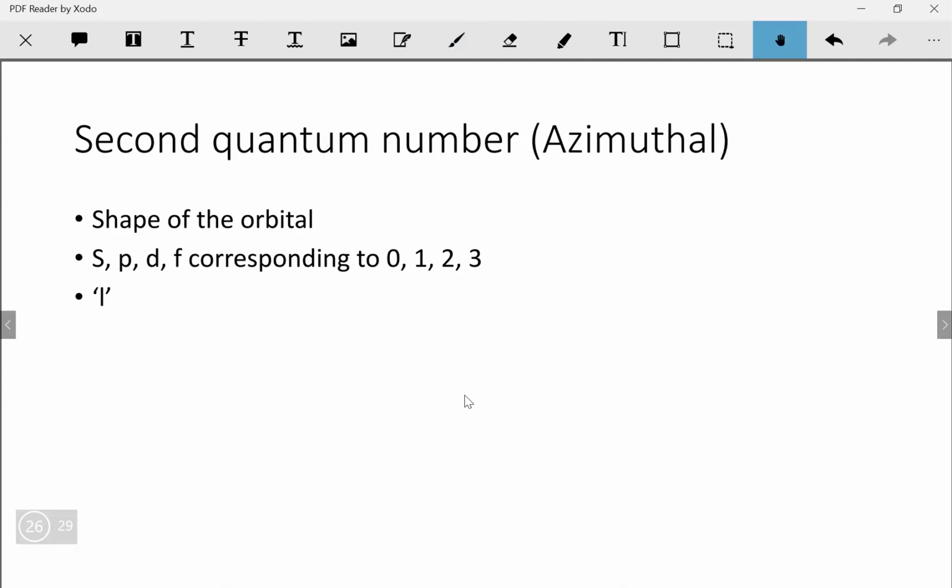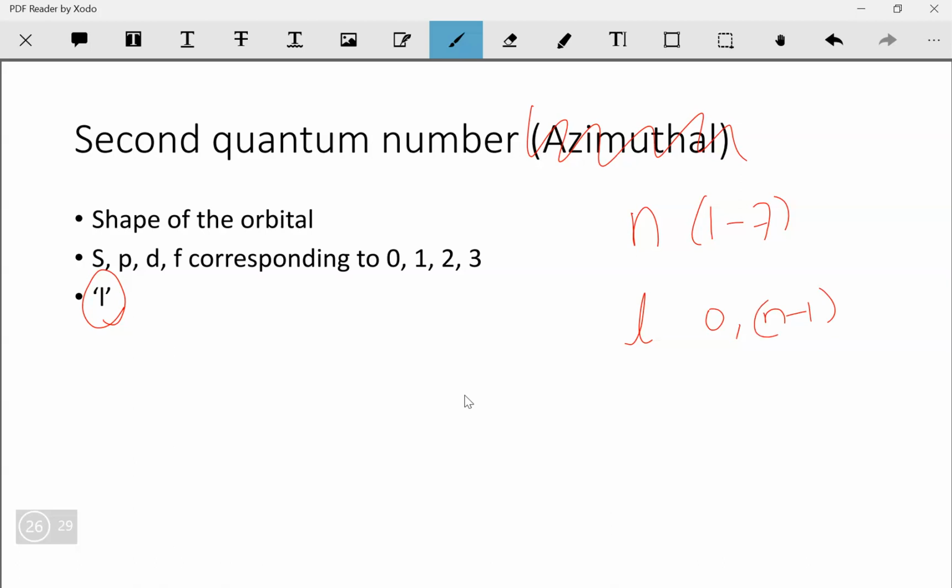Our second quantum number gives us the shape of the orbital. Orbitals can come in different shapes. We'll look at that in the next PowerPoint. The second quantum number is denoted L. So our first quantum number is n, ranging from 1 to 7. Our second quantum number is L, and this ranges from 0 to n minus 1. What does that mean? For n equals 1, because that's the lowest n number, L can be 0. For n equals 2, L can be 0 or 1, because 2 minus 1 is 1. So that's the range of L.